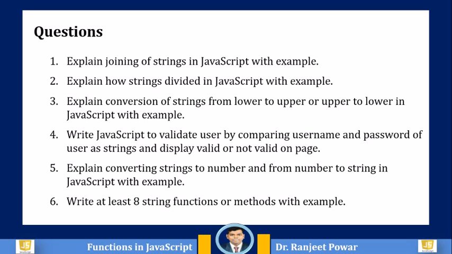Now let's summarize strings in JavaScript. JavaScript strings are primitive values and immutable. Literal strings are delimited by single quotes, double quotes, or backticks. The length property returns the length of the string. Use greater than or equal to, less than or equal to operators to compare two strings.